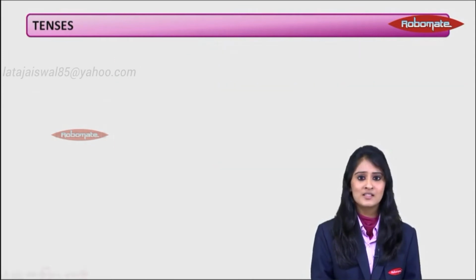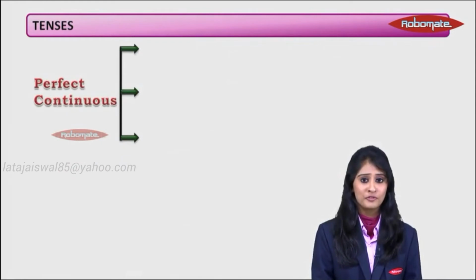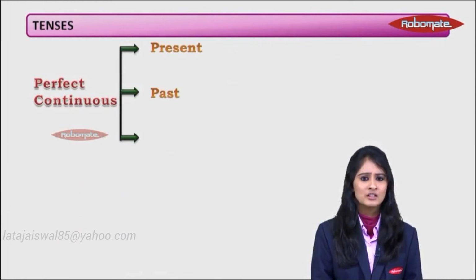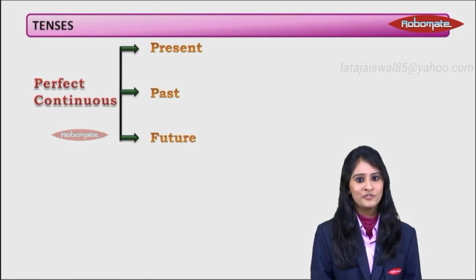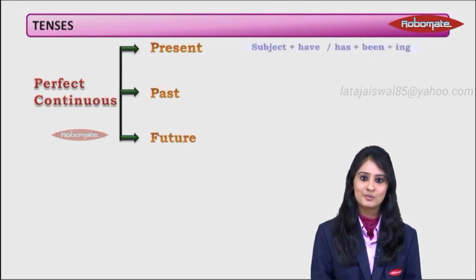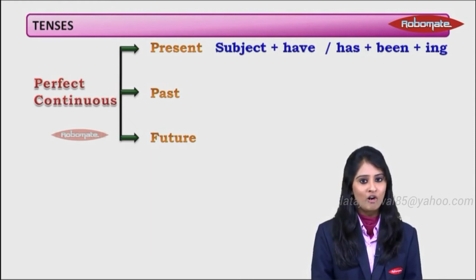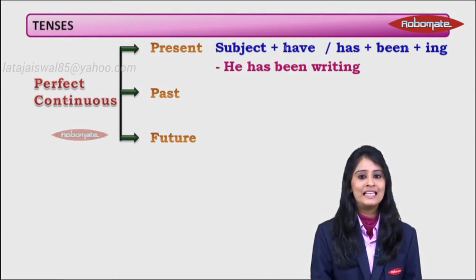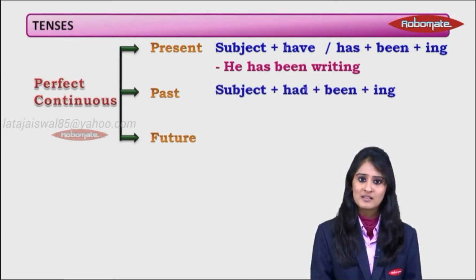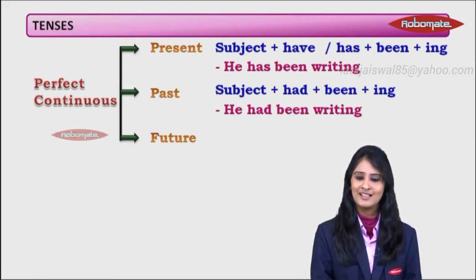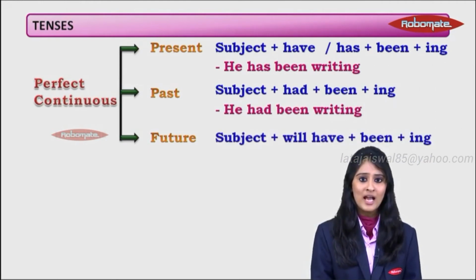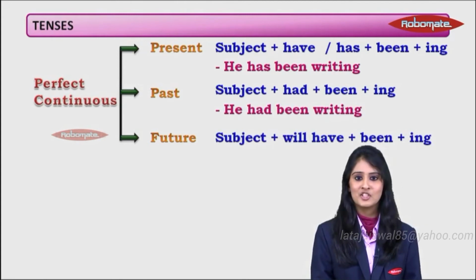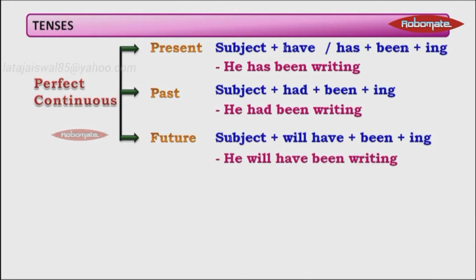Let's take a look at the next ones, perfect continuous. So the first, present perfect continuous, the past perfect continuous, or the future perfect continuous. Let's see the first one. Subject, have or has been plus verb plus ing, which makes my answer he has been writing. For the past, subject, had been, verb plus ing, and that makes he had been writing. And the last, subject, will have been, verb plus ing, and it makes he will have been writing.